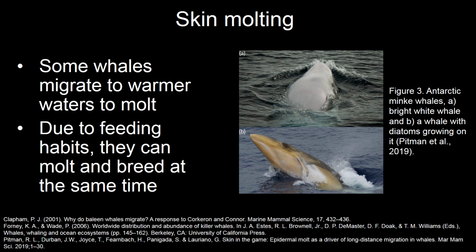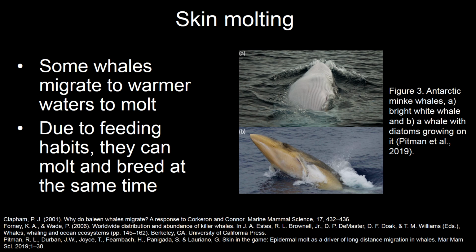Since most large baleen whales, including most commonly the Balaenopterids, also acquire diatom films on their skin during their summer migration, it is possible that they also need to migrate to warmer waters to molt their skin. Large baleen whales can accumulate enough blubber during 4 to 6 months of intensive summer feeding in Antarctica that they can largely fast for the rest of the year.